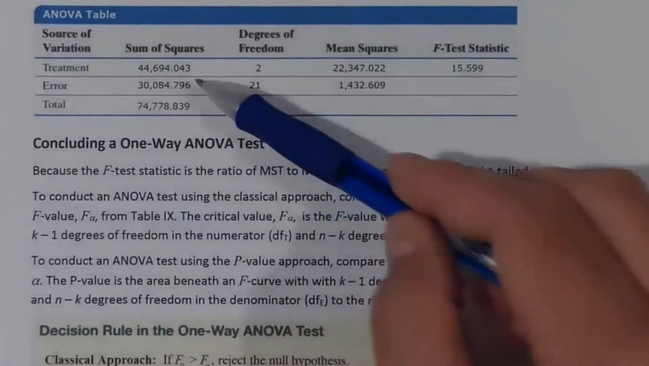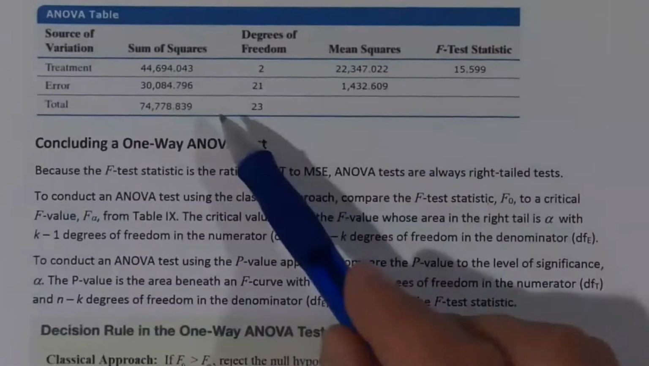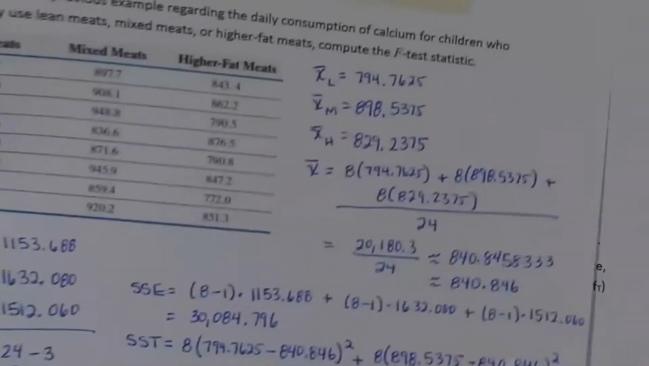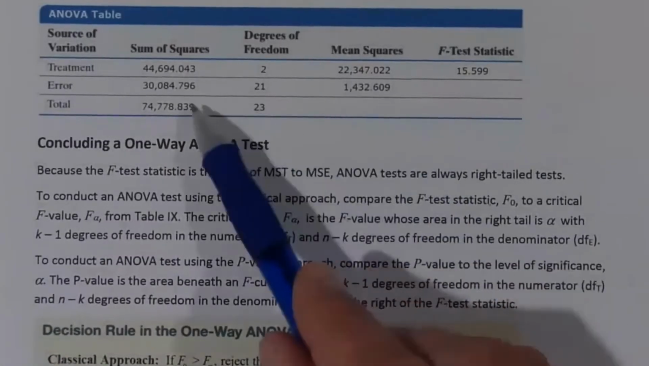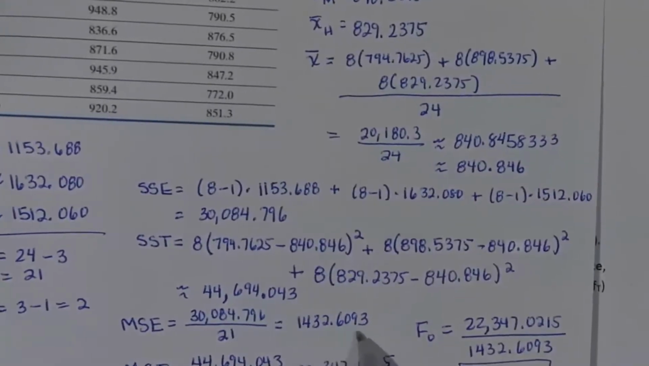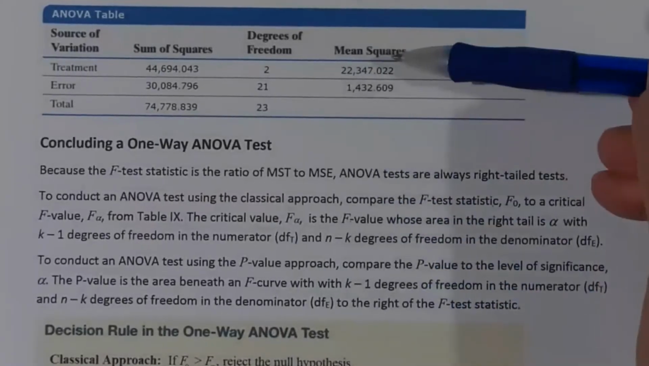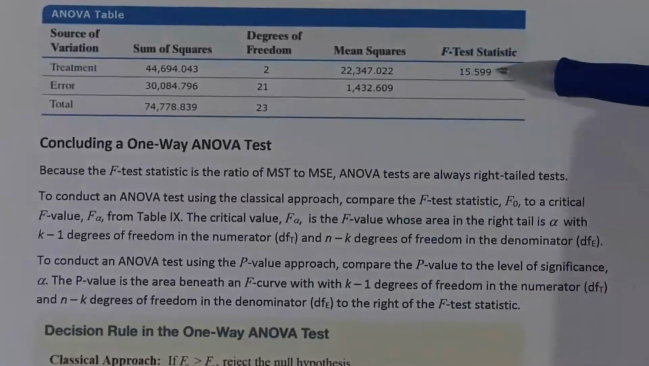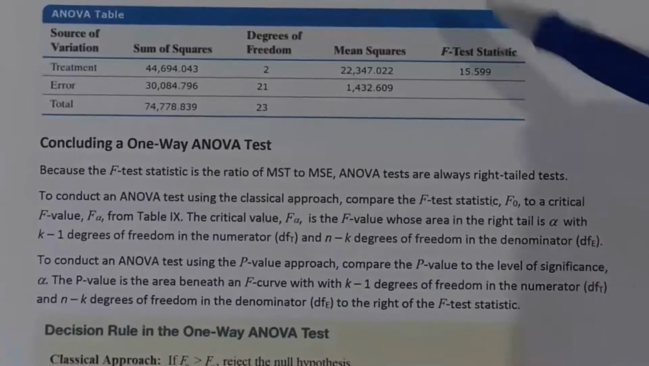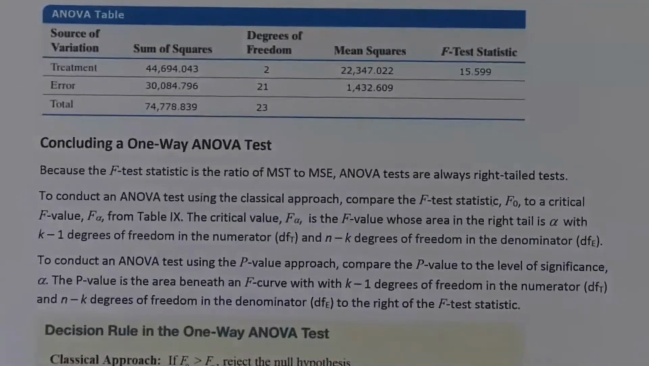For the error, the sum of the squares due to error is 30,084.796. The degrees of freedom due to error is 21, that's the n minus k. And then if I take that divided by 21, that is the 1432.609 that we have here. And then if I take the mean squares due to treatment and divide by the mean square due to error, that gives me the F statistic. So I've just organized that information into this ANOVA table.